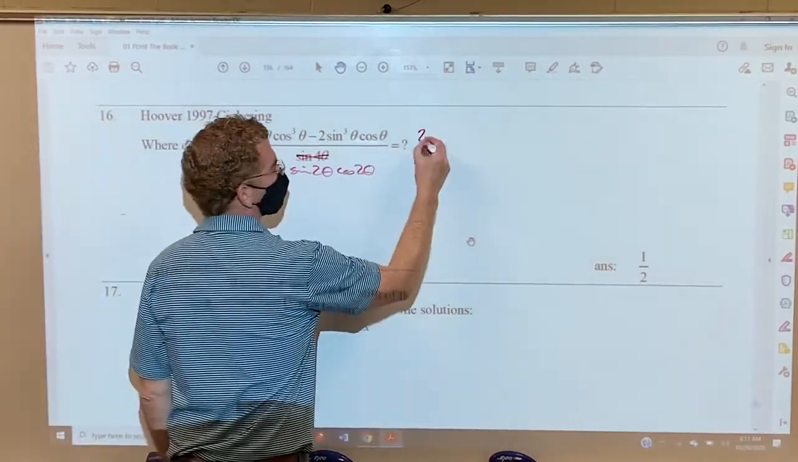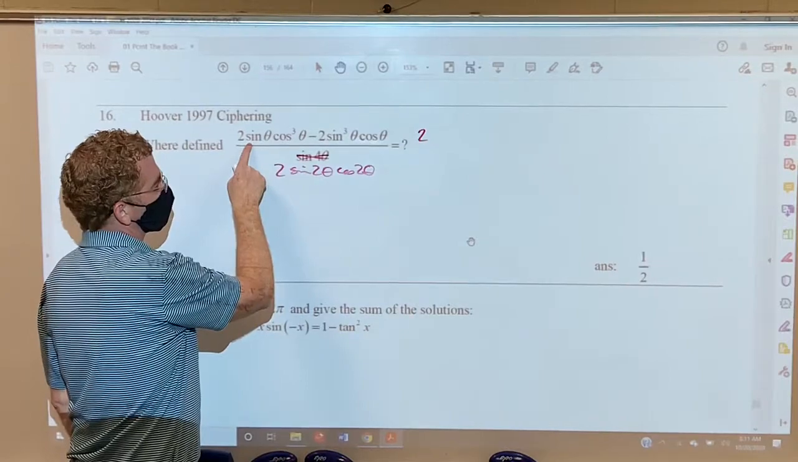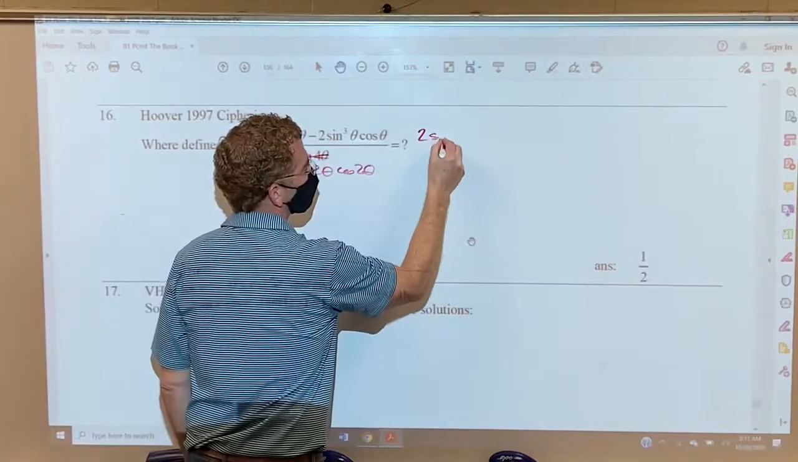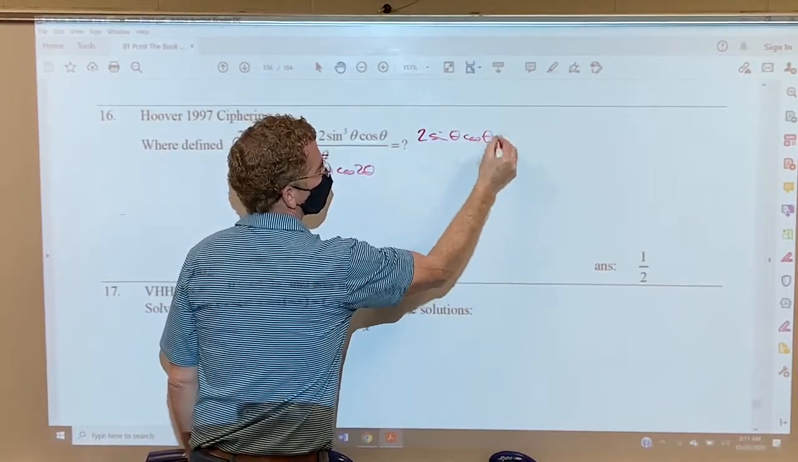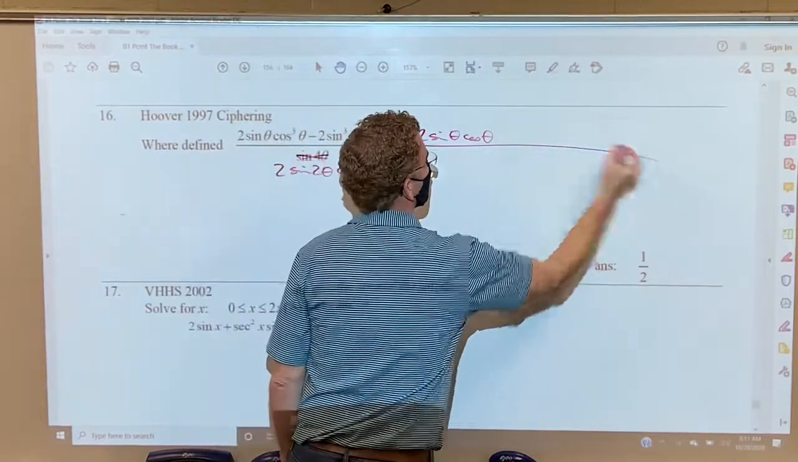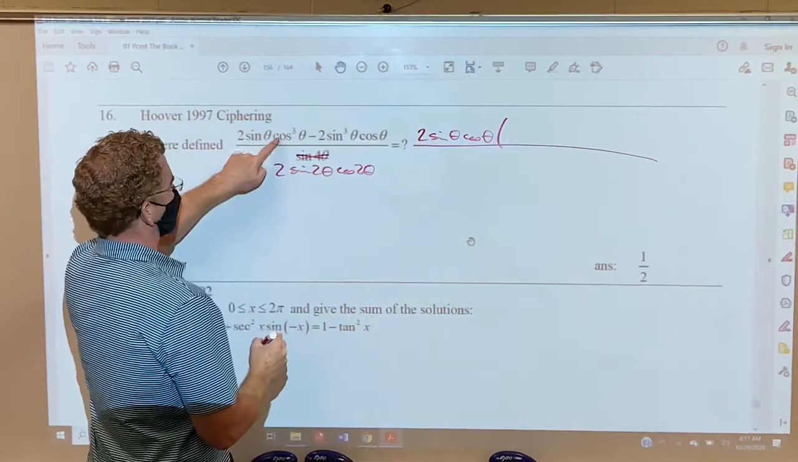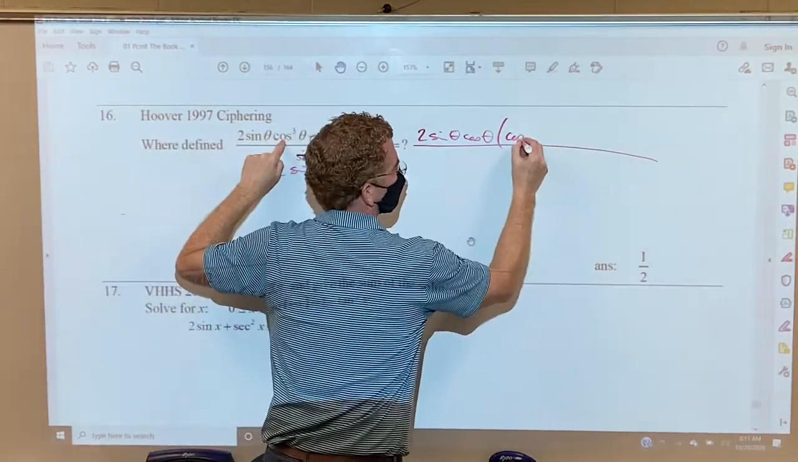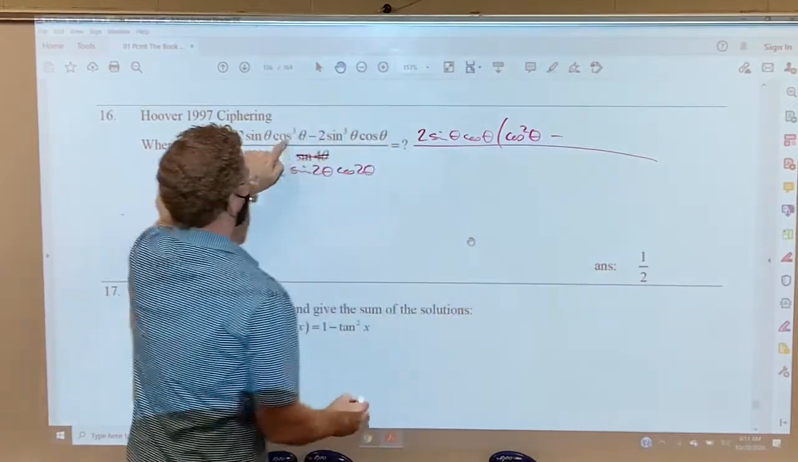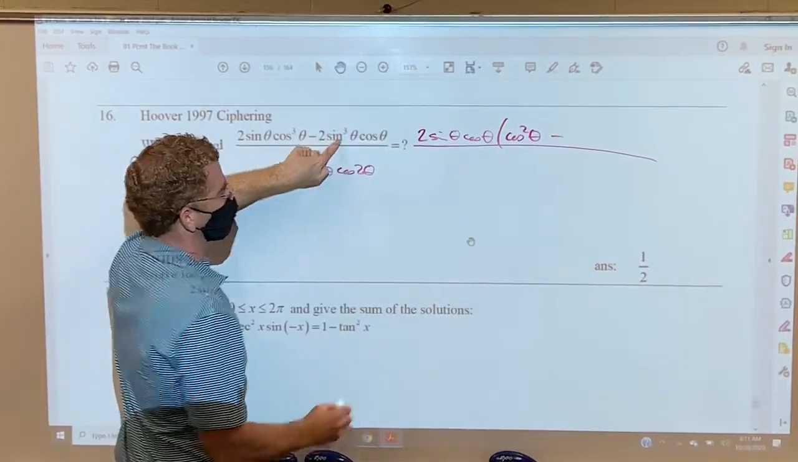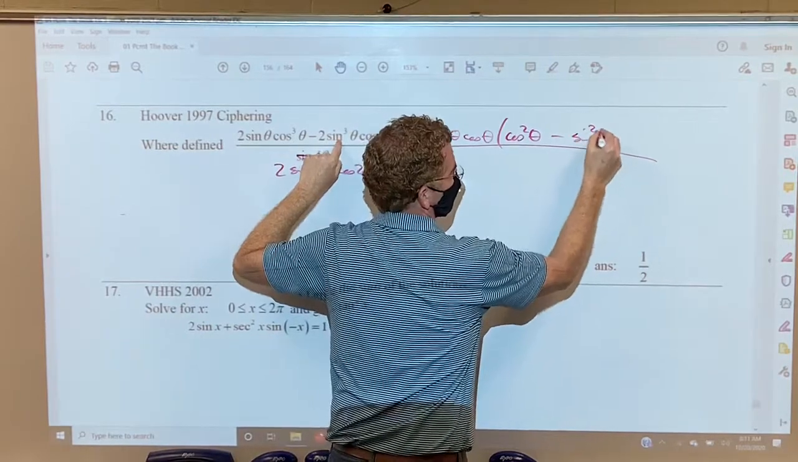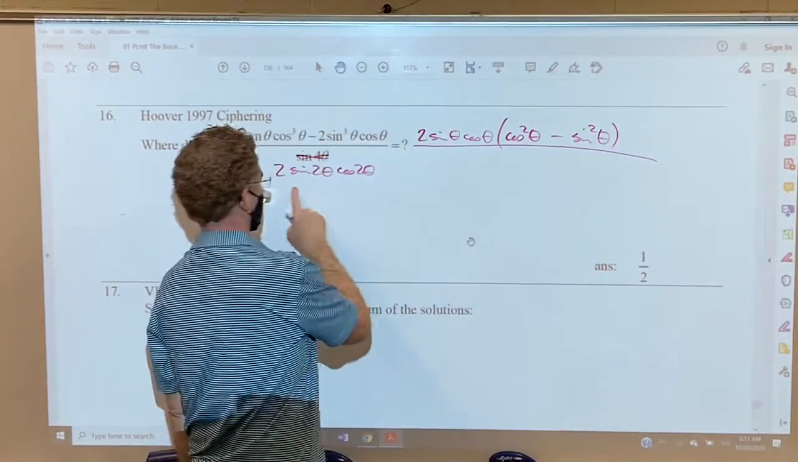A 2, a sine, and a cosine. So if I factored that out of the top, I would have a cosine squared left minus a sine squared left. And at this point, I think you're going to see it. Bring this over.